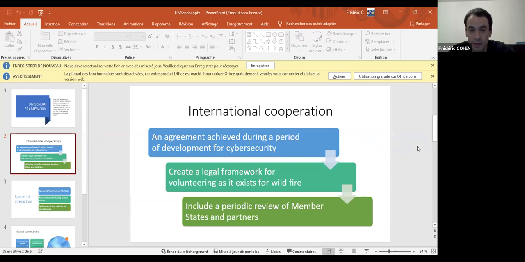during the pre-pandemic period. The purpose was also to create a legal framework for volunteering as it exists for wildfire. And it includes a periodic review of member states and partners. Different leaders were talking together to implement a new structure to develop security and cooperation around the world in regard to the authority of the Security Council of the UN. So it includes, of course, NGOs, and all the partners would review their cooperation each period.